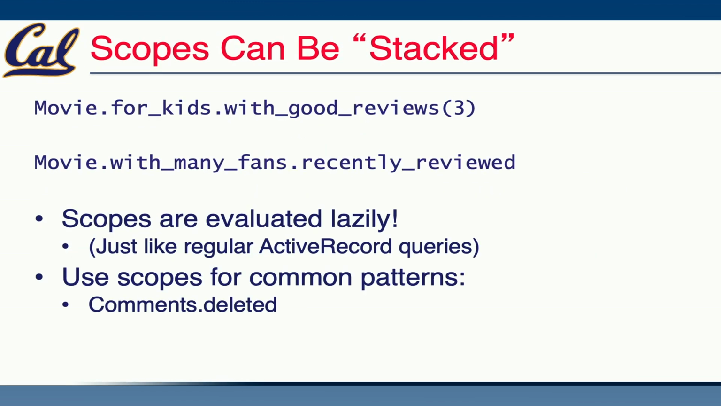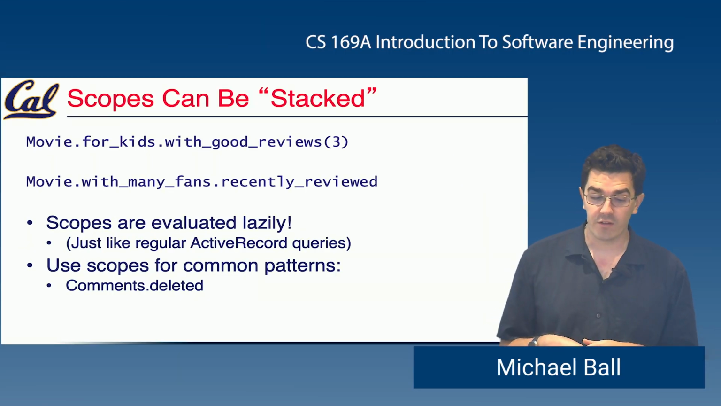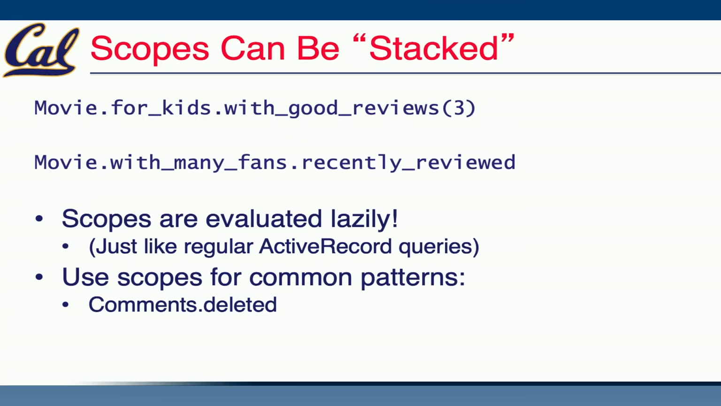Well, it turns out that Rails has a really nice set of functionality that builds on top of the querying interface that we've been practicing with. And these are called scopes, which allow stacking or chaining. So I get to say something like Movie.for_kids.with_good_reviews with maybe some argument 3. That specifies a minimum rating of 3 stars, or 3 potatoes in this case.